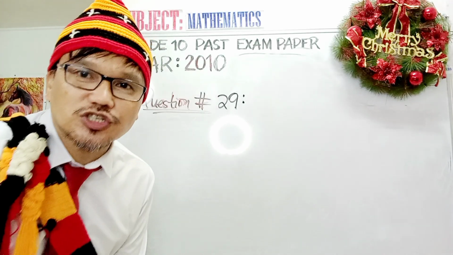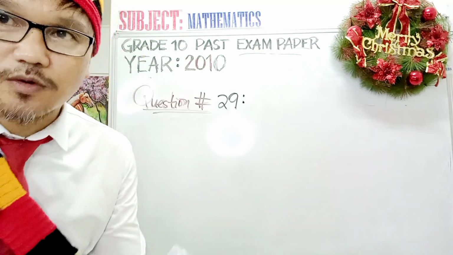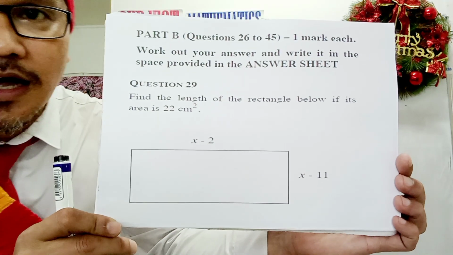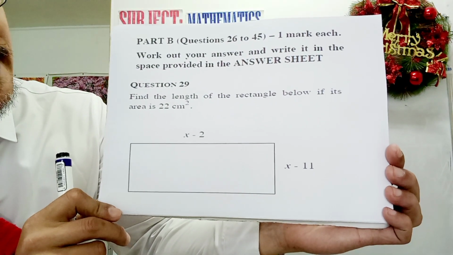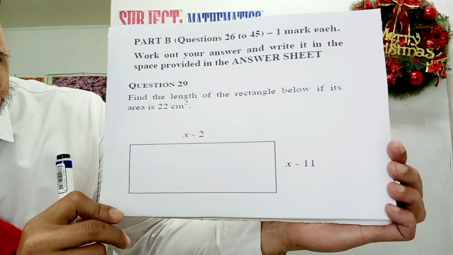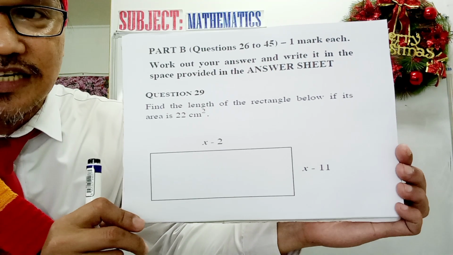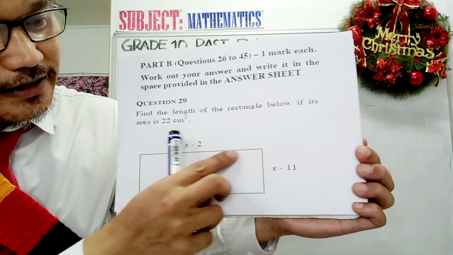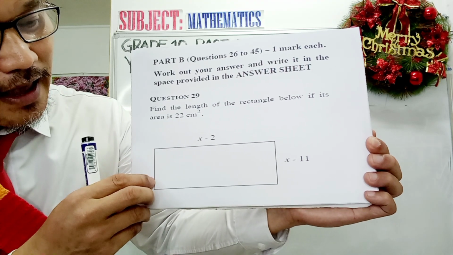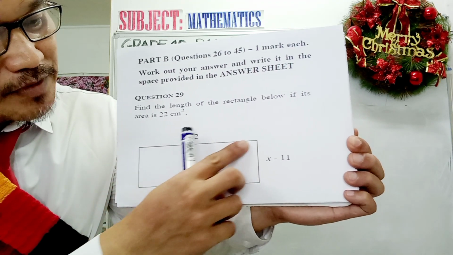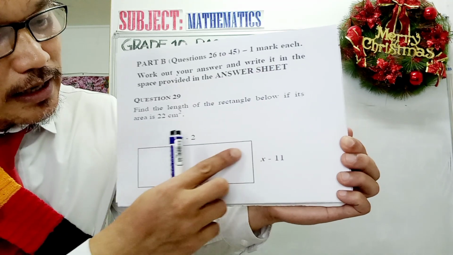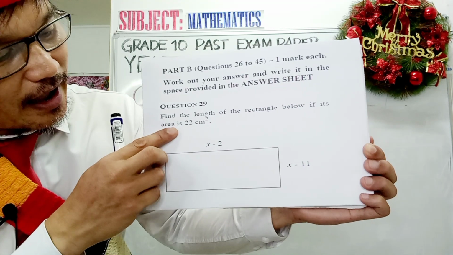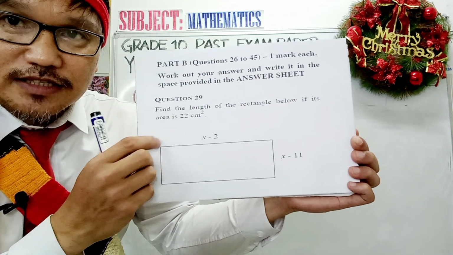Okay, now let's move on to question number 29. So what is question number 29 and what topic is it? Question number 29 is: find the length of the rectangle below if its area is 22 square centimeter. And the diagram is already given. The side length of the rectangle is x minus 2, and the side width has an expression of x minus 11. The area is given as 22 square centimeter.